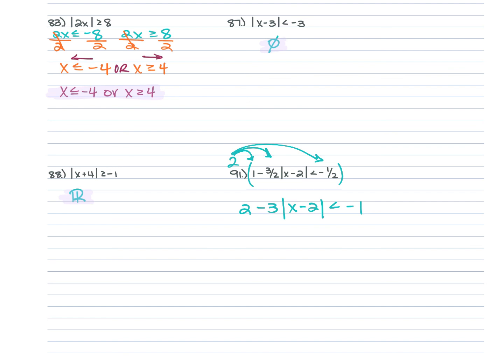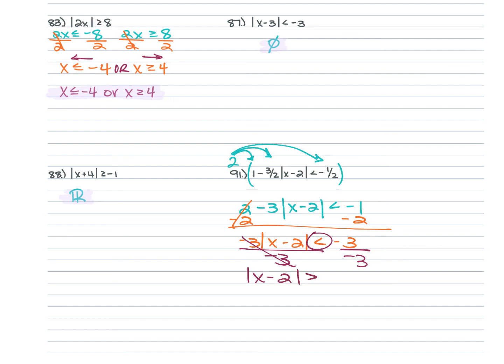Okay. So from here, what are you going to move over first? The 2. How are you going to move the 2 over first? So subtract. This is going to give us negative 3 times the absolute value of x minus 2 is less than negative 3. Now what? When we divide by a negative, so this is the absolute value of x minus 2 is greater than, what's negative 3 divided? There you go. What do you do from here?